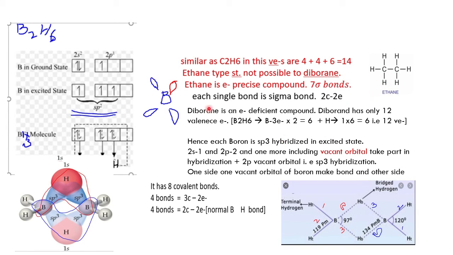But B2H6 is electron deficient. Here it completes the octet rule, isn't it? It completes the octet rule, no problem in this. But in the case of diborane, it has only 3 electrons in boron and 6 electrons.